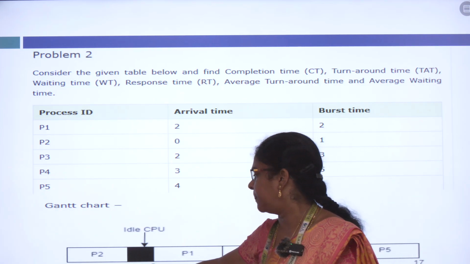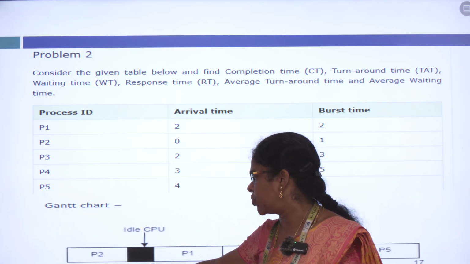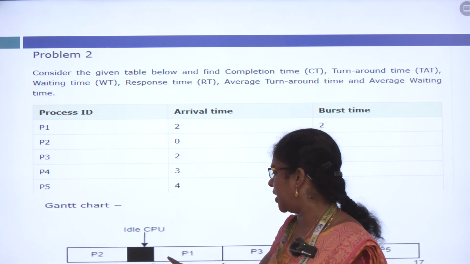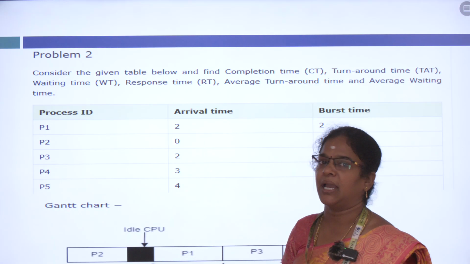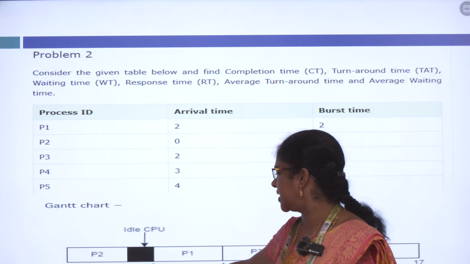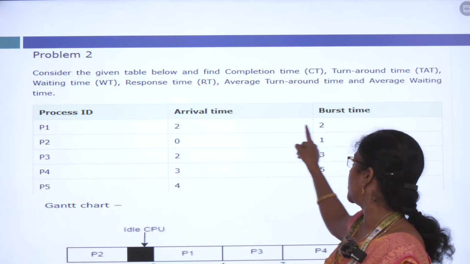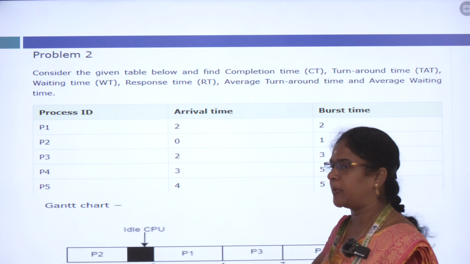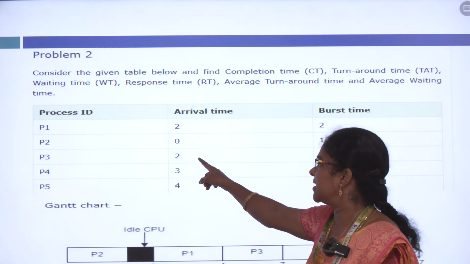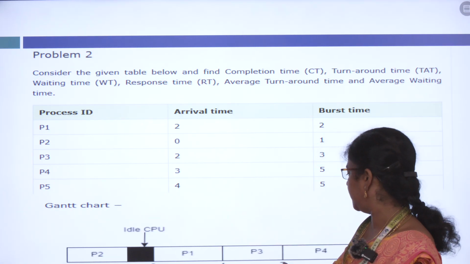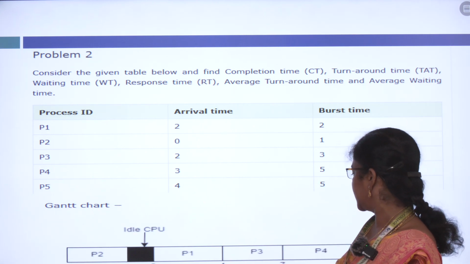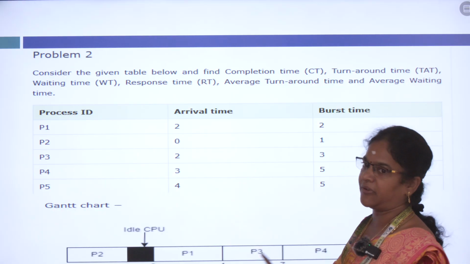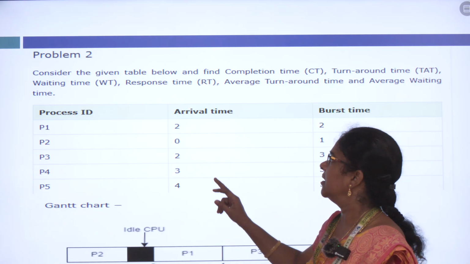In this, P2's completion time is 1, and P1 will arrive at 2 only. So between 1 and 2 the CPU will be idle. After that, at 2, P1 will start. The burst time is 2, so 2 plus 2 is 4. Next, P3 will start. P3 burst time is 3, so 3 plus 4 is 7. Next P4 and P5, and the remaining are all the same.